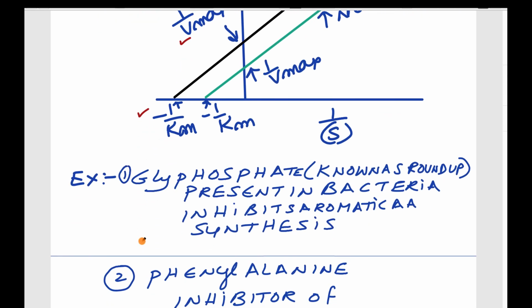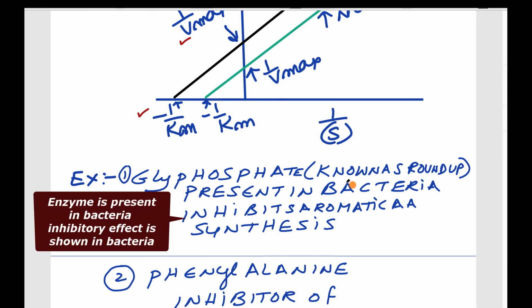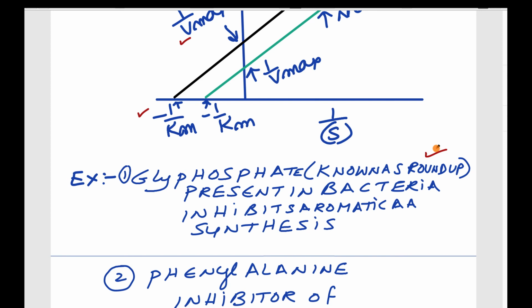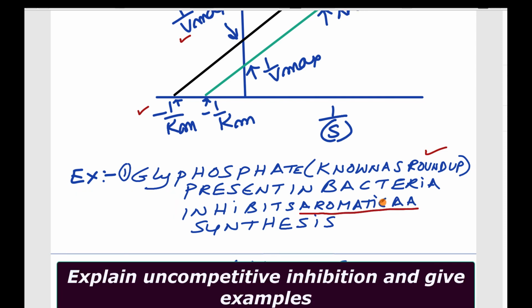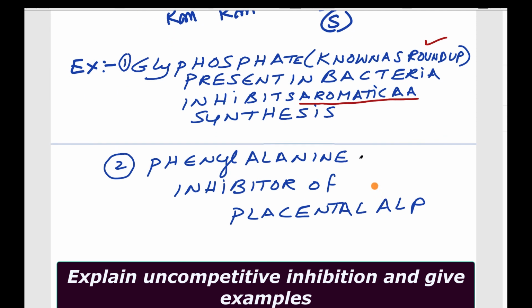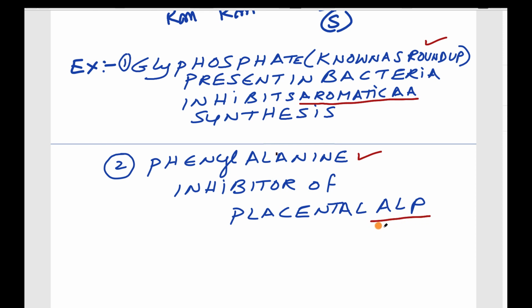Then the examples are glyphosate. It is not present in animals. It is also known as Roundup. It is present in bacteria. It inhibits aromatic amino acid synthesis. The second one is phenylalanine, an aromatic amino acid. It is an inhibitor of placental alkaline phosphatase. Okay, thank you very much.